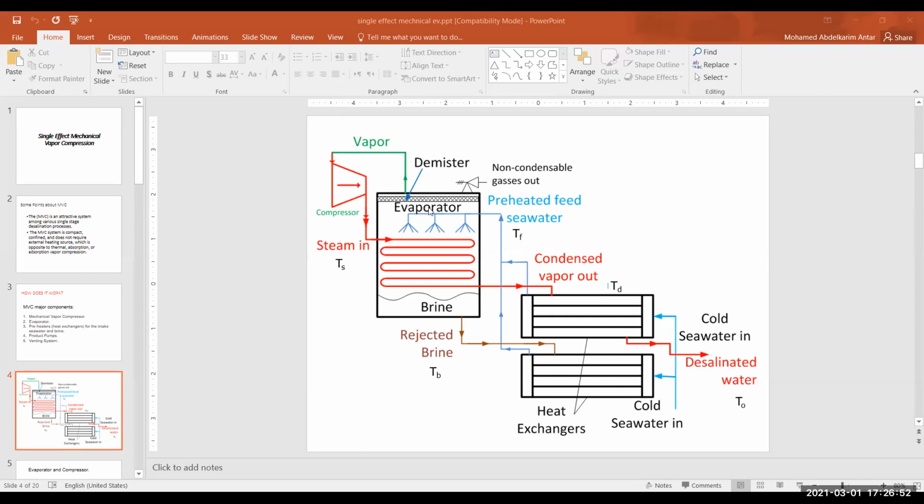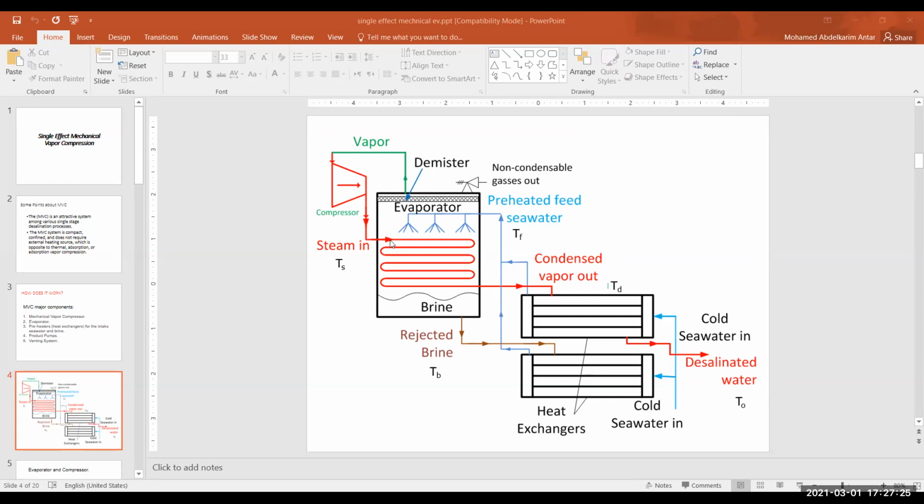And then as it comes in here, it will be sprayed on the outer surface of tubes where steam is passing inside. So it will reach the saturation temperature, and part of it will evaporate. The vapor is going to go through a mist eliminator to prevent the droplets that are entrained by the vapor from passing into the compressor, so that you make sure that whatever is coming here is pure vapor.